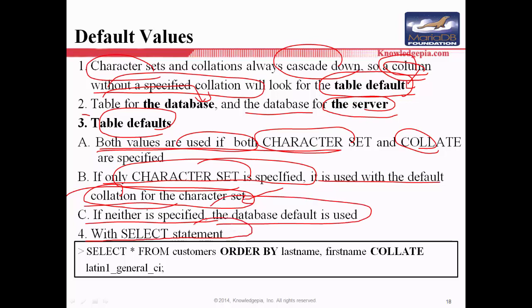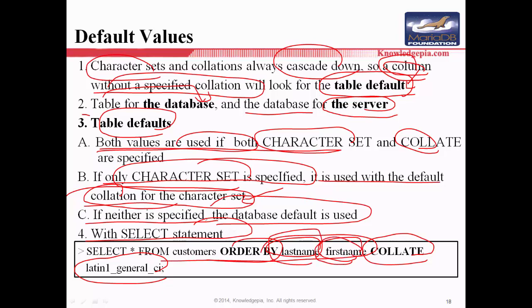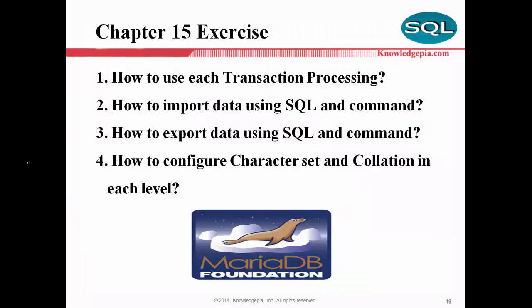With the select statement, the collation can also be used. For example, like this, order by last name, first name, and collate this one, latin1_general_ci. Using this kind of option as well, we can order by this kind of column name.